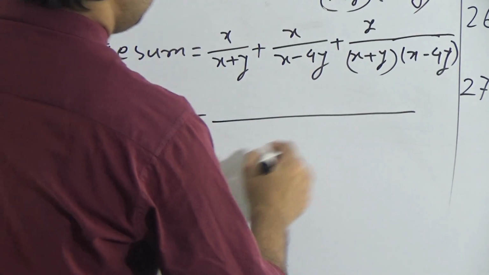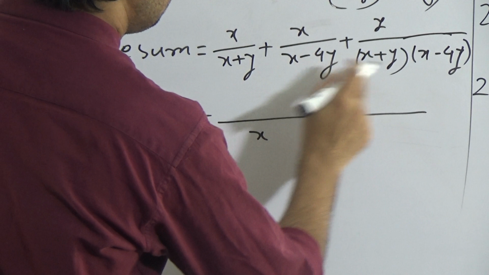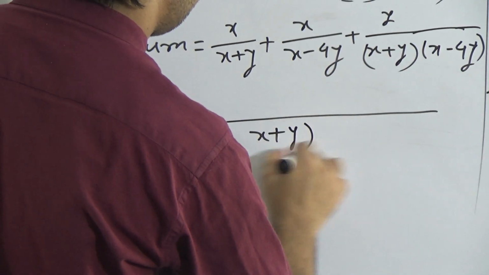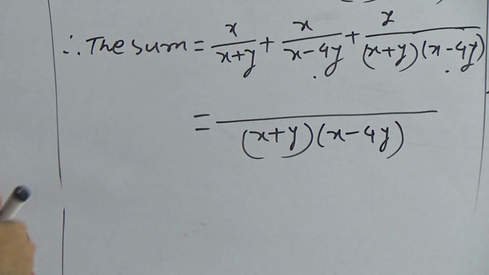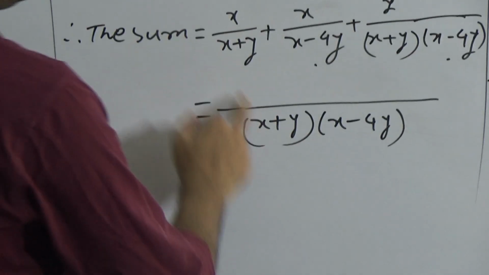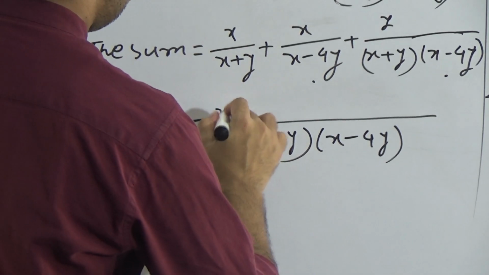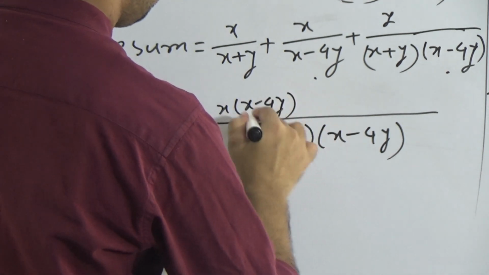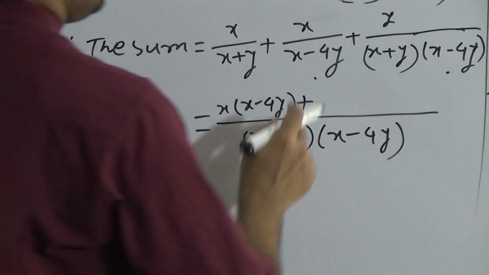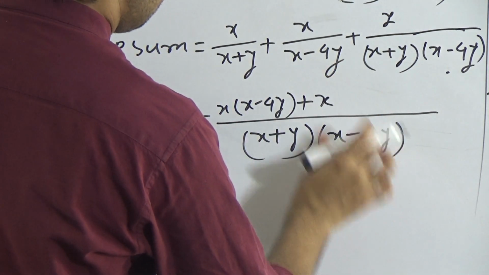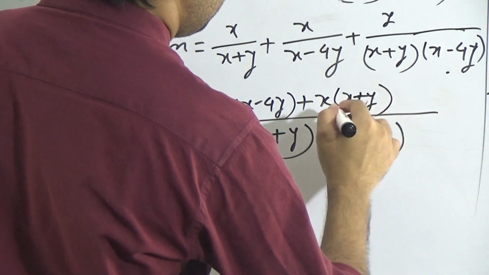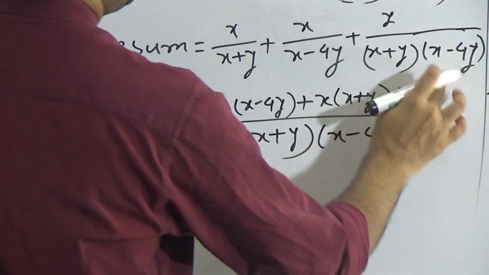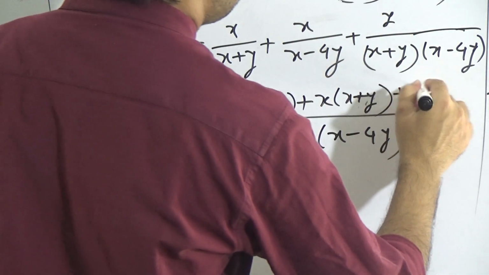Okay, now take the LCM of the denominators. Here x plus y is common in these two denominators, and x plus y, x minus 4y is common in these two denominators, x minus 4y. The LCM of these three denominators is x plus y and x minus 4y. Now dividing, x plus y and x minus 4y are left, so we can write x into x minus 4y. Here is addition, so we give the addition sign. Then for x divided by this, you will get only x plus y, so x into x plus y. Now for the next one, we divide the LCM by these two, so these two vanish, only one is left, so only y will be here.